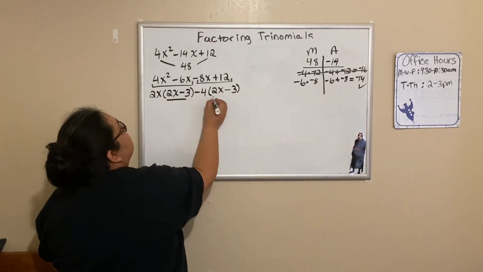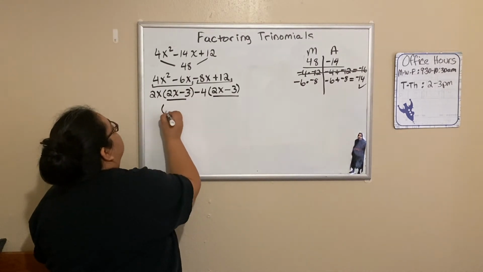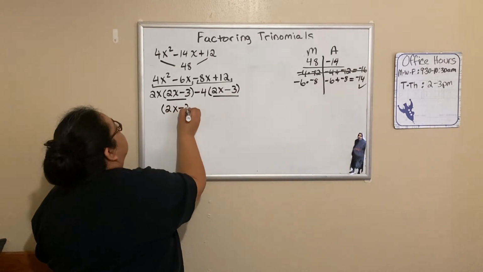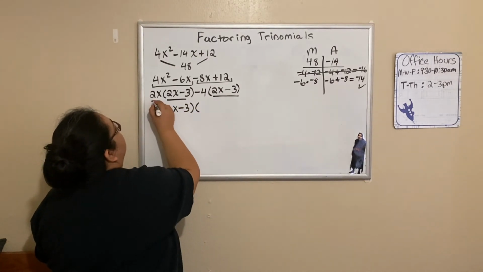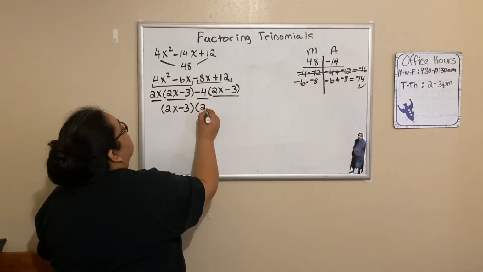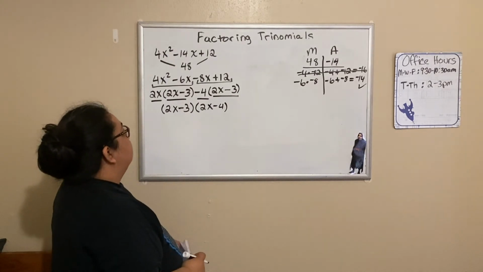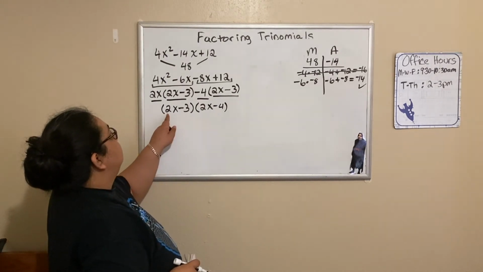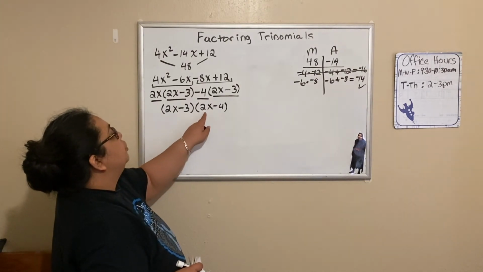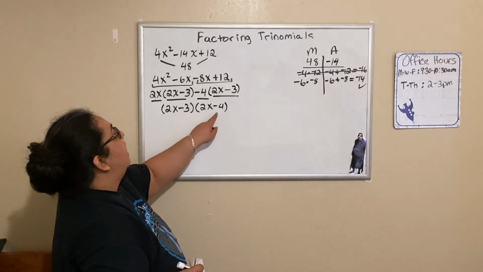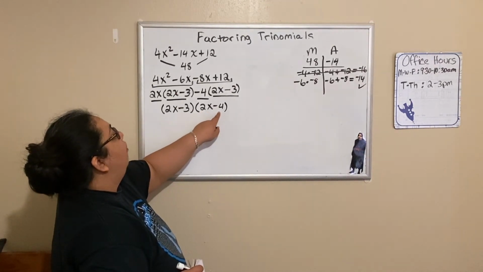And once again, notice the 2x minus 3 repeats, so we're going to factor that out. So we're going to write 2x minus 3 as a factor. And then we're going to open another parentheses and write what's left over, which is 2x minus 4. Now, we're not done yet. Notice that the 2x minus 3 does not have a common factor, but the 2x minus 4 does have a common factor. I can divide 2x by 2 and negative 4 by 2.